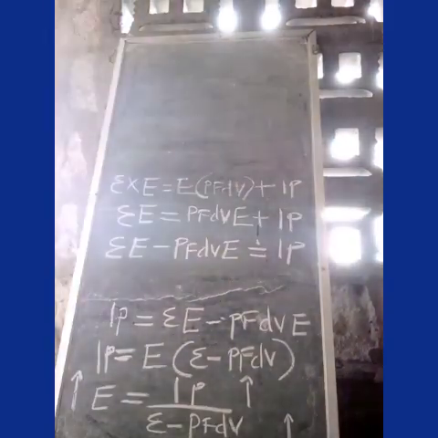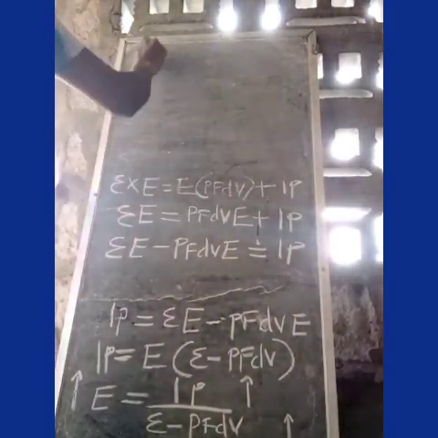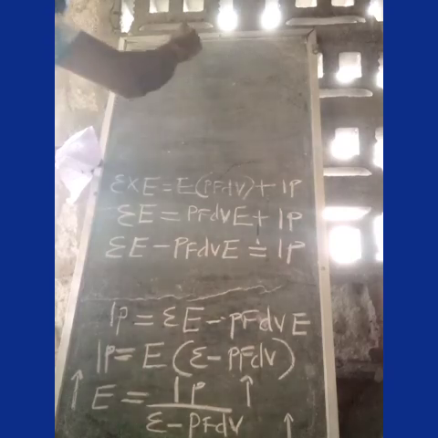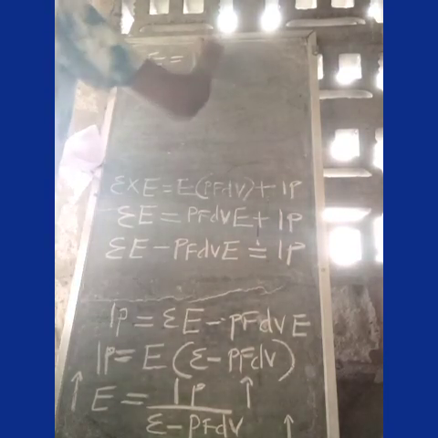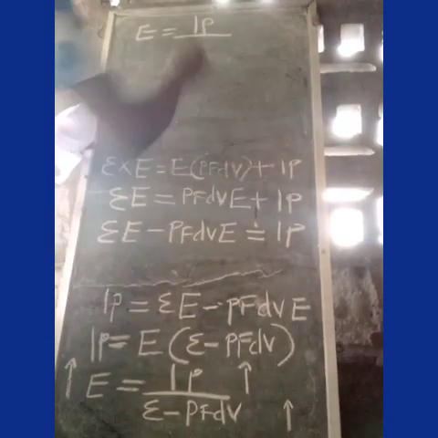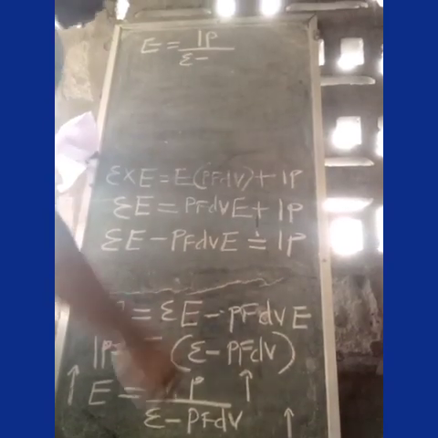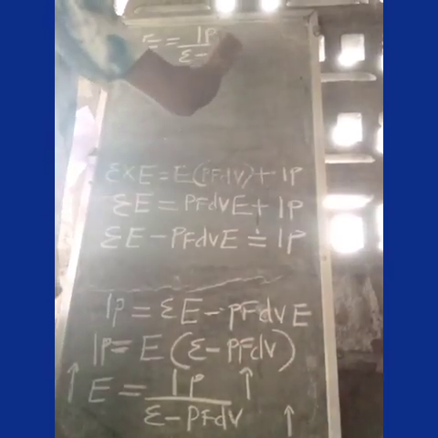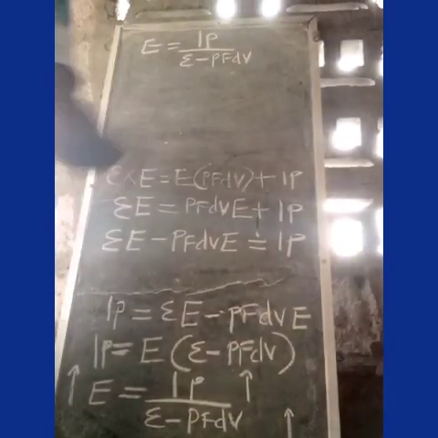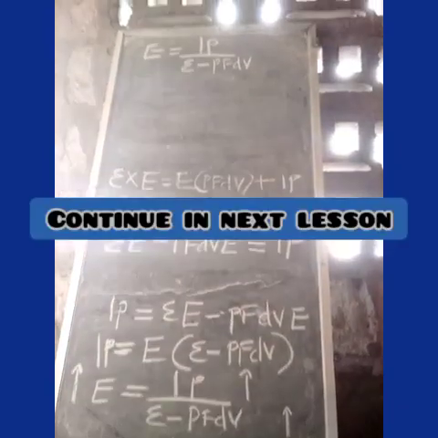Okay, so let's rewrite this right now. E equals IP divided by economy minus PFDV.